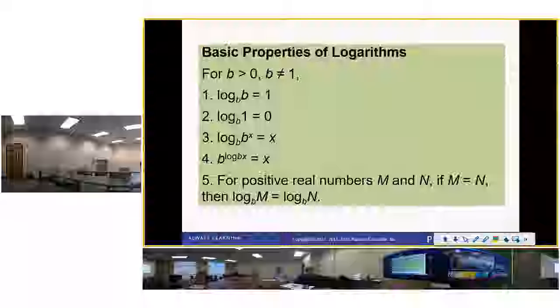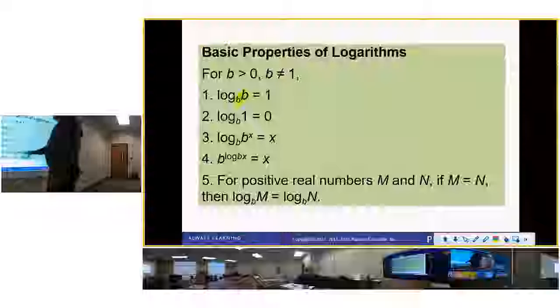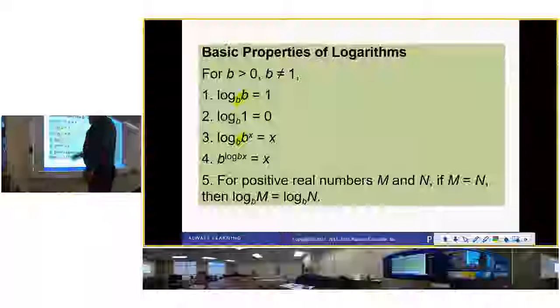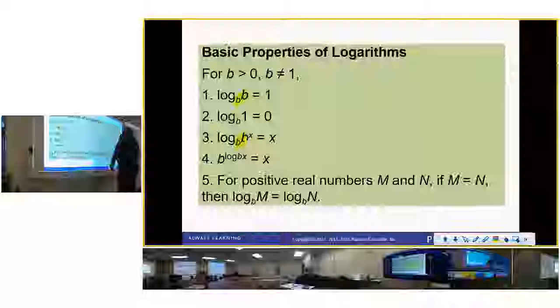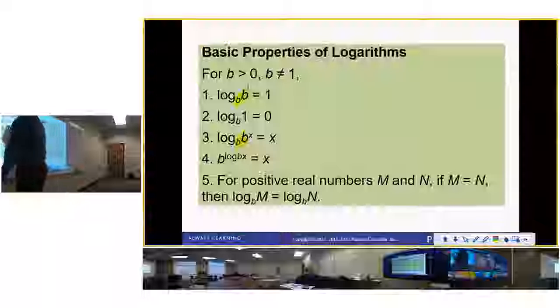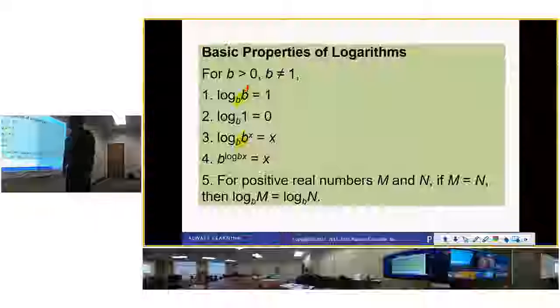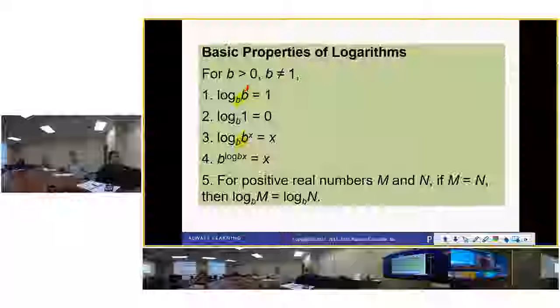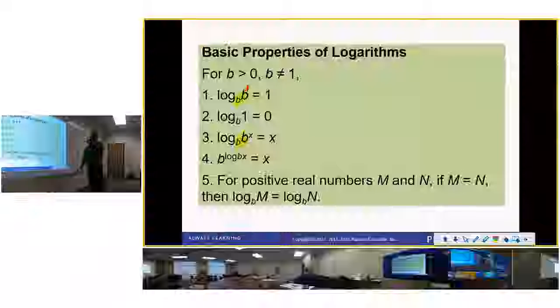When the base and the number are the same, basically your answer is what? Don't say 1 because that's not true. What is the answer? Same. It's the same. What's it going to be? What's the answer if the base and the number are the same?